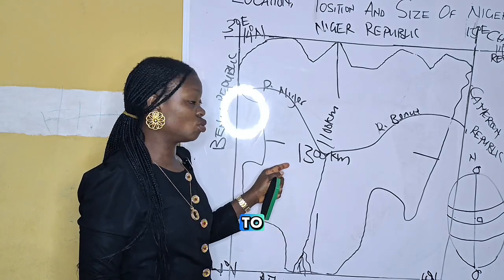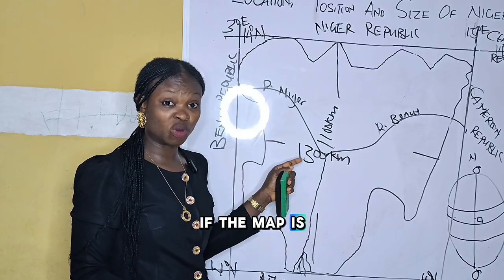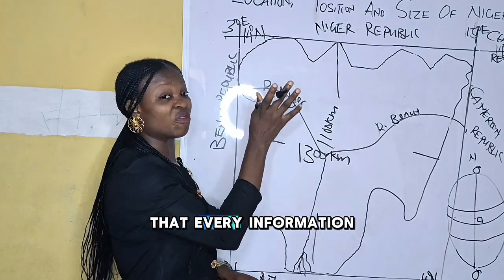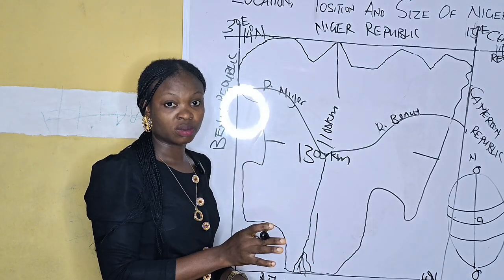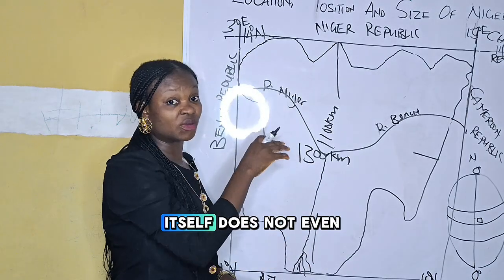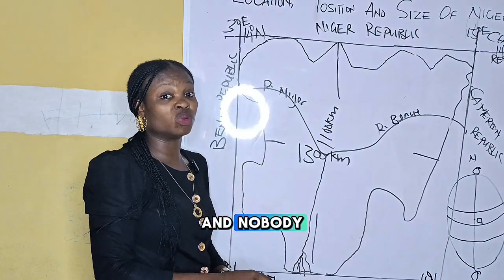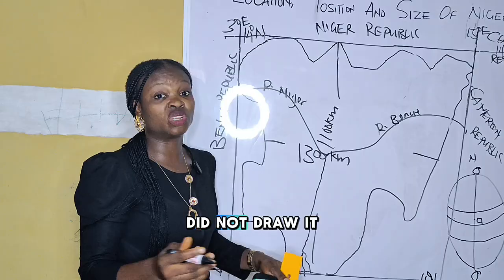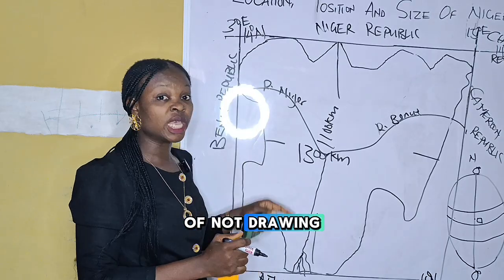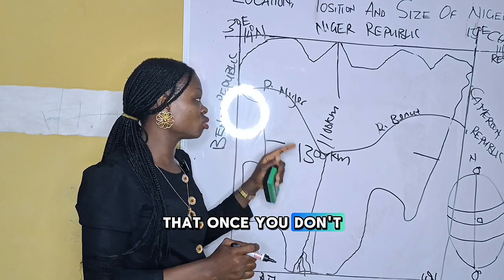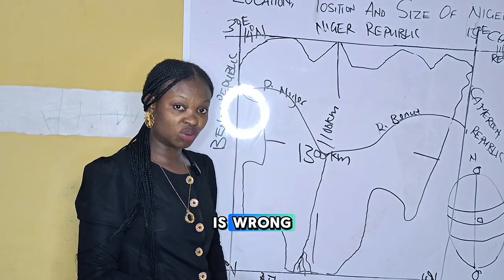Okay, to help you to aim your map, because if the map is wrong for WAEC, what it means is that every information on that map is also wrong, because the sketch map itself does not even take more than 2 marks. Maximum is 2 marks, and no examiner will even give you 2 marks. They say that you did not draw it to scale, or they will give you 1. But the implication of not drawing a good map is that once you don't draw a good map, every information in that map is wrong.